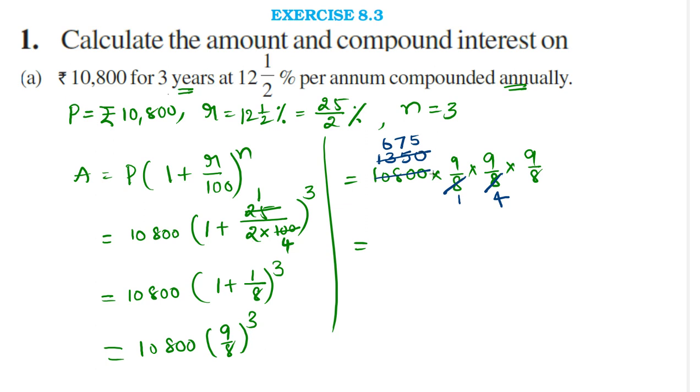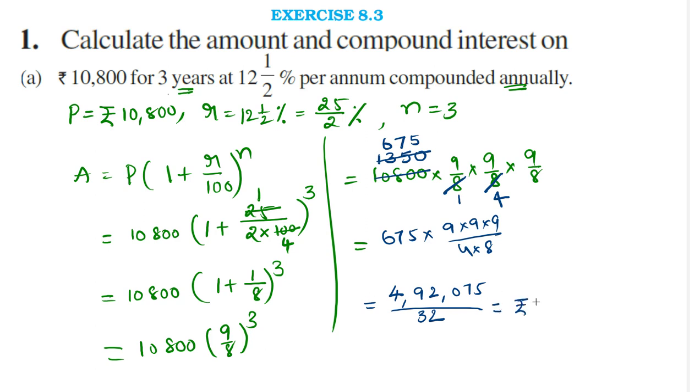So this is equal to, we can write this one as 675 into 9 into 9 into 9, divided by 4 into 8. If we multiply the numerators, we will get 4,92,075, then divided by 4 into 8 is 32. Now if you divide the numerator by denominator, we will get rupees 15,377.34. This is the total amount.